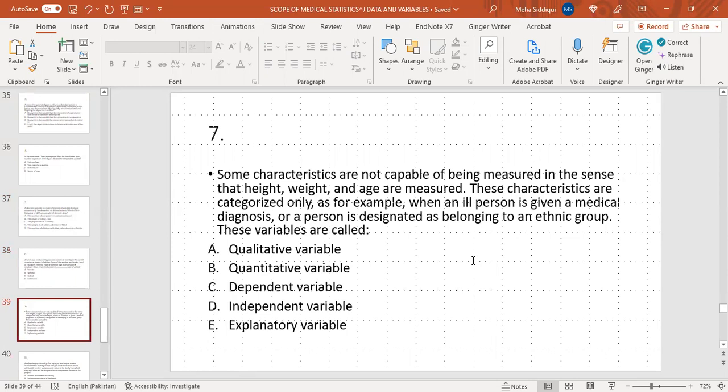MCQ number 7. Some characteristics are not capable of being measured in the sense that height, weight, and age are measured. These characteristics are categorized only, for example, when an ill person is given a medical diagnosis or a person is designated as belonging to an ethnic group. These variables are called qualitative variable, quantitative variable, dependent variable, independent variable, or explanatory variable. A is the right option, qualitative variable.